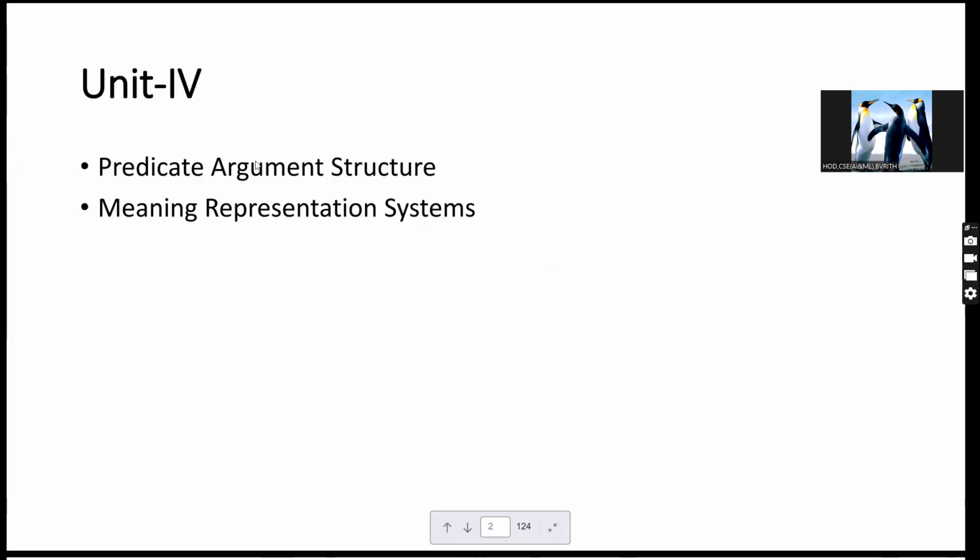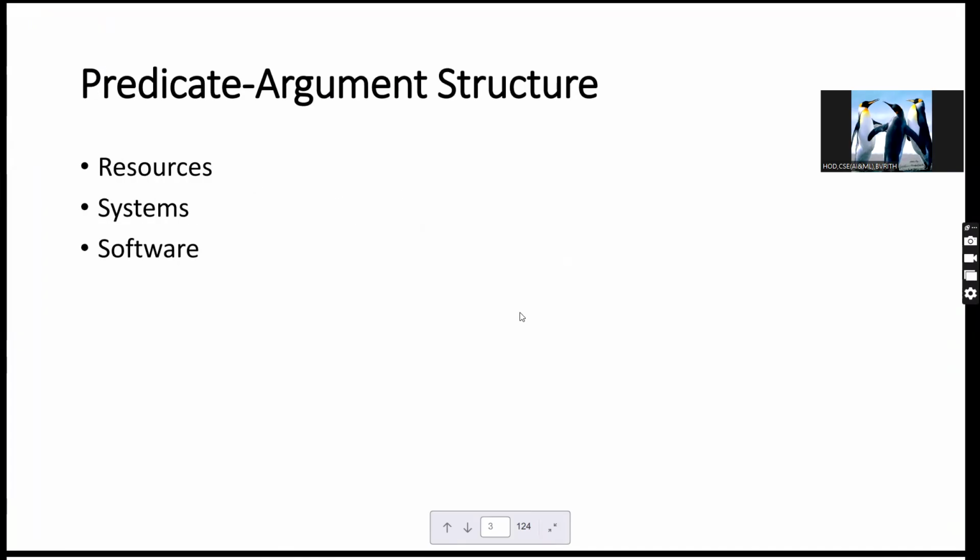The topic is predicate argument structure. We will discuss this predicate argument structure. The main thing is that the predicate argument structure is used for creating an argument structure with the predicates. And predicate argument structure contains three parts. First one is the resources, second part is the systems, and third part is the resource software.